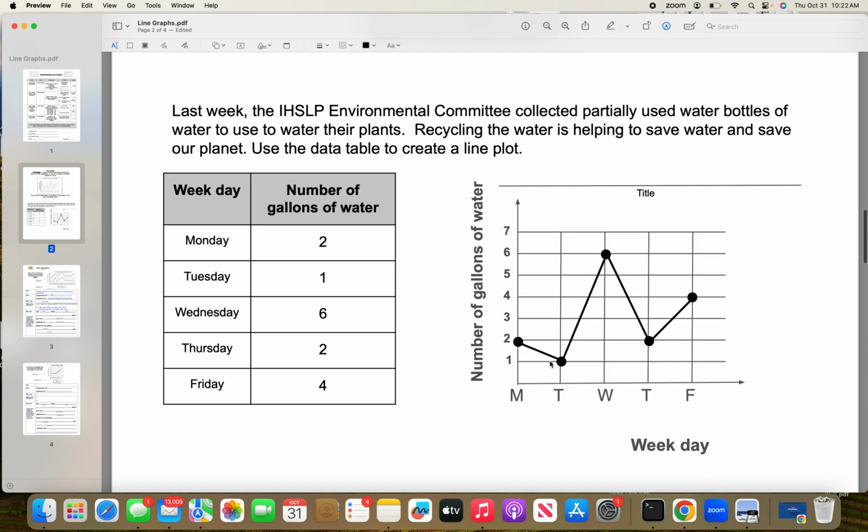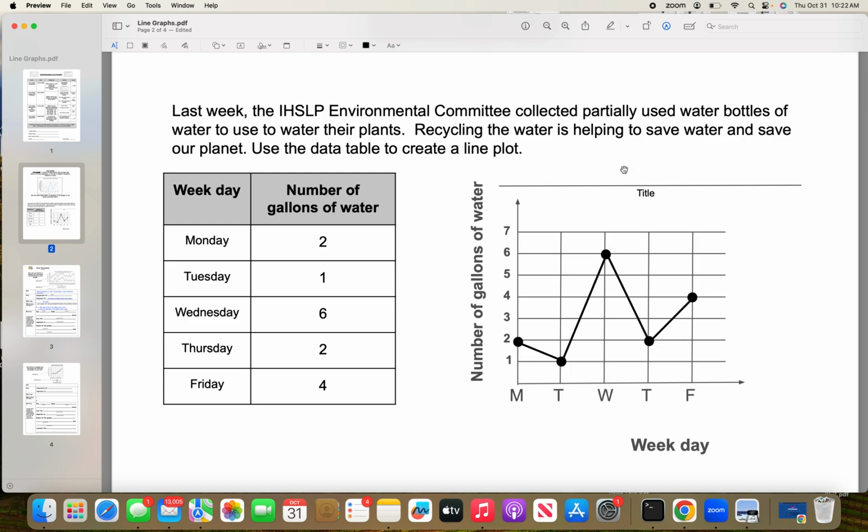On Monday, there were 2 gallons of water collected. So this is about water being recycled at IHSLP. You know how you guys like to waste water, but we decided to recycle it. And so in week 1, on Monday, we collected 2 gallons of water. On Tuesday, we collected 1 gallon of water. On Wednesday, we collected 6 gallons, and so on. And you're going to connect those, all right?